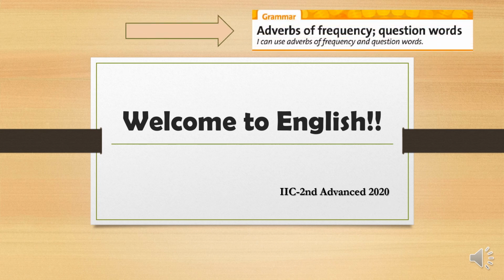Today, we're going to continue working with Unit 2, Adverbs of Frequency and Question Words. We will use adverbs of frequency and question words correctly. Remember that these type of classes are in English and Spanish. Let's start.